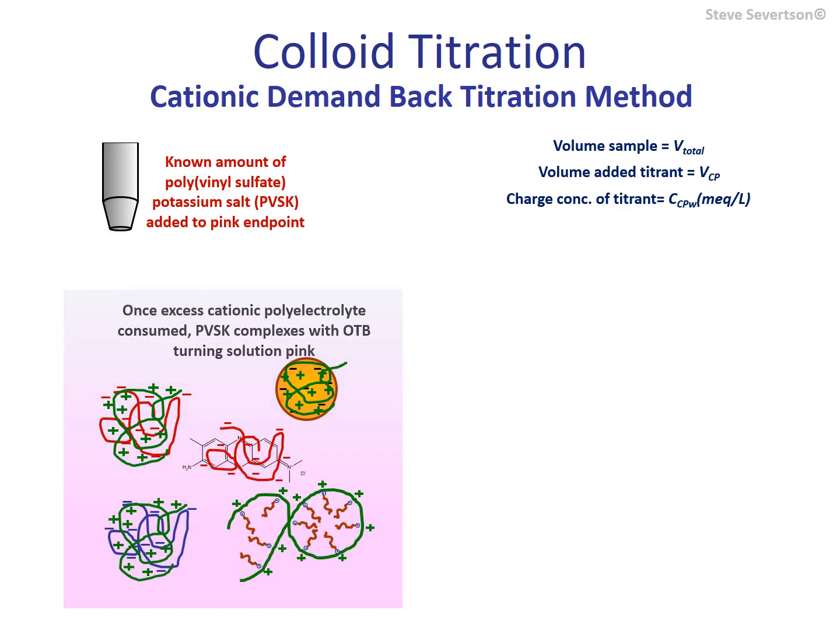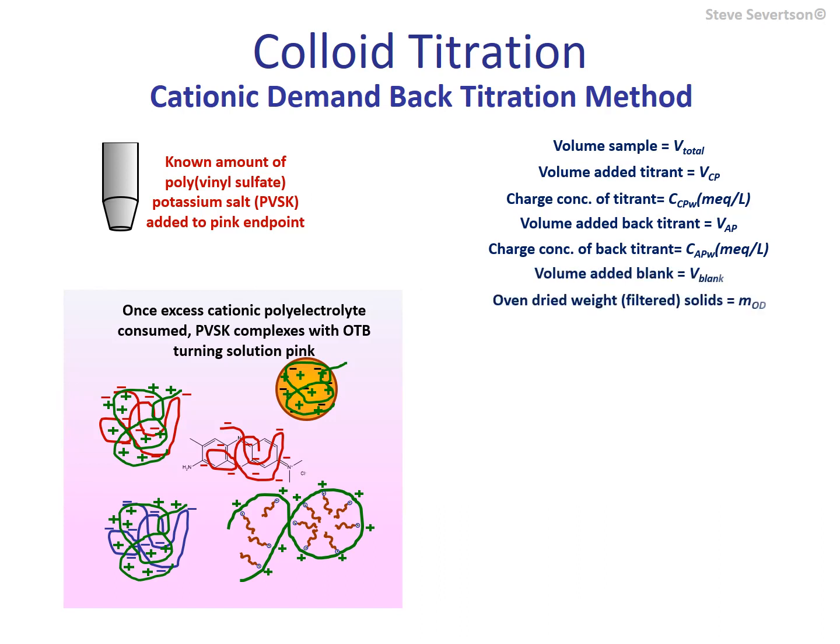PVSK has a high affinity for the excess cationic polyelectrolyte, which is consumed first, forming polysol complexes. Once gone, PVSK begins to complex with the cationic O-toluidine blue. These complexes give the solution a faint pink color, which indicates the titration endpoint. Often achieving a detectable color change requires a relatively high concentration of such complexes. A blank can be run with OTB and water to provide more accurate endpoints.